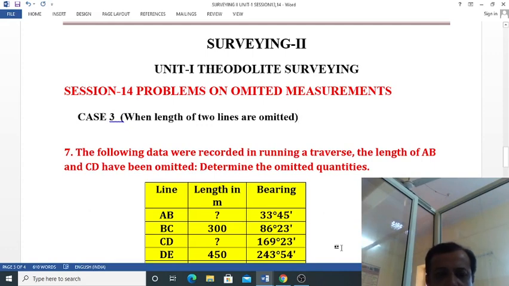Welcome to the lecture on theodolite surveying. Let us discuss problems on omitted measurements. This is case 3, when the lengths of two lines are omitted.